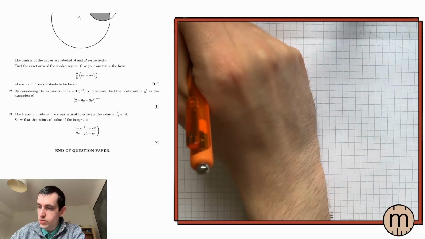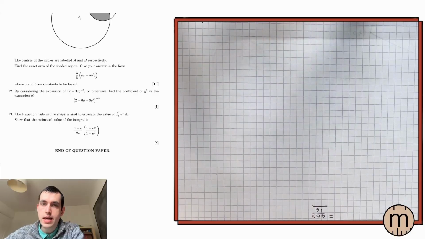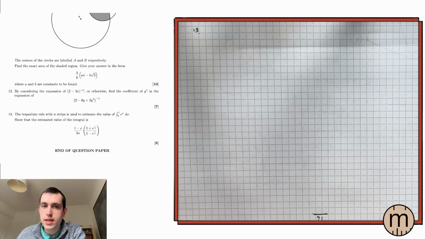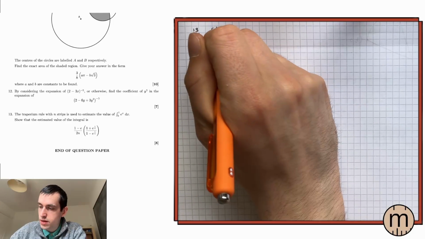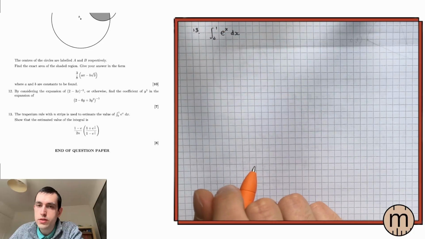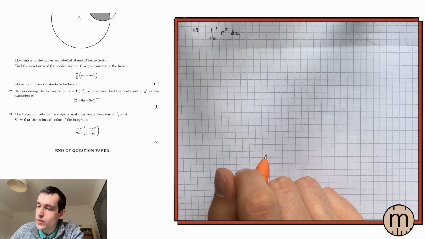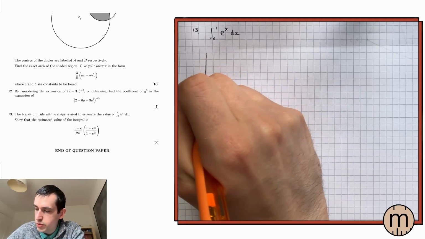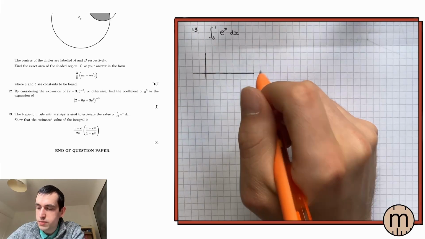We've made it. Last question, question 13. And it's the trapezium rule. But a tricky trapezium rule. We've got n strips, but I'm not telling you what n is. And we're trying to estimate the value of e to the power of x. Now, of course, we know what the integral of e to the power of x is, but that's not what I'm testing. What I'm testing in this is how you apply the trapezium rule to something a bit strange.